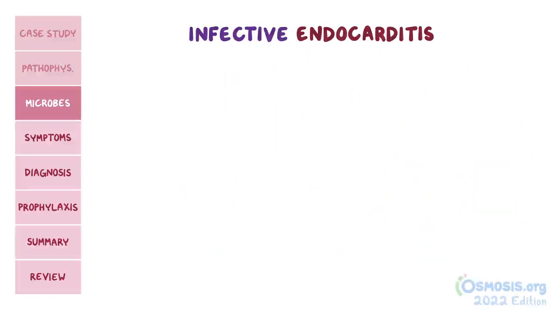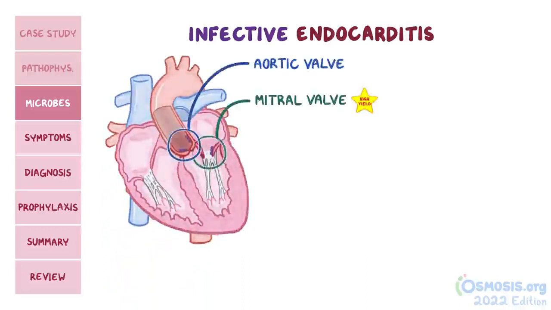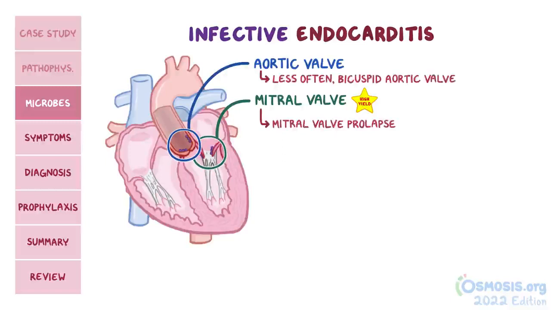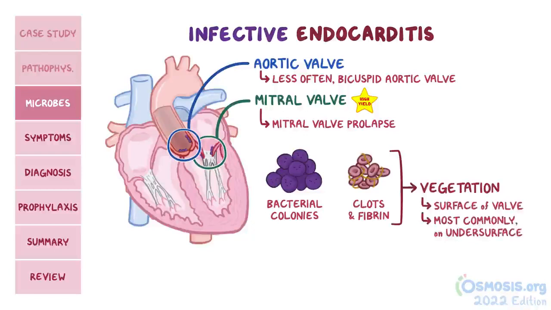Now, most often, the valves on the left side are the ones affected, the most common being the mitral valve, and then the aortic valve. This is sometimes due to predisposing conditions, with the most common one in some countries being mitral valve prolapse, and less often with the bicuspid aortic valves. So, on these valves, bacterial colonies, clots, and fibrin can also form vegetations. They usually present on the mitral or aortic valve, but what's special here is that they can present on either surface of the valve, though most commonly on the undersurface.